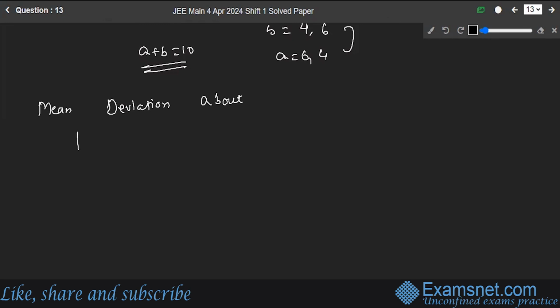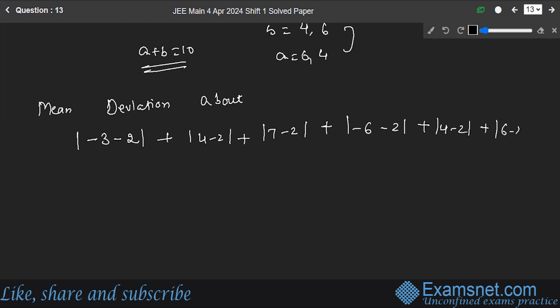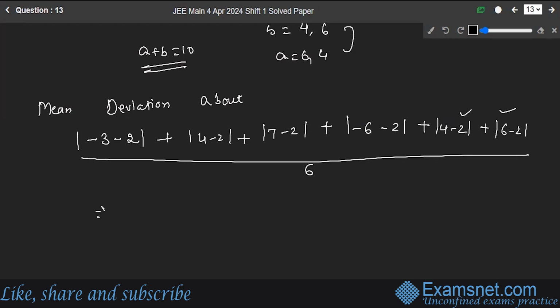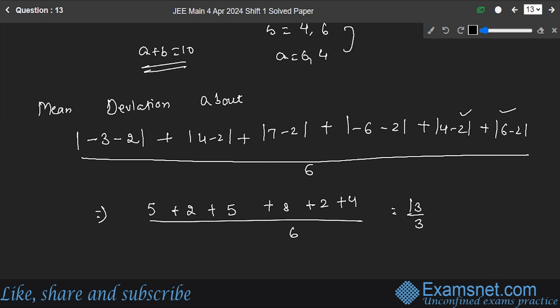about mean. That will be calculated as, the first term was minus 3 and the mean is equal to 2. So minus 3 minus 2 in the mod, 4 minus 2, 7 minus 2, minus 6 minus 2, 4 minus 2, and 6 minus 2. Here I'm filling in the value for a and b. This whole thing divided by 6. So this will be 5, 2, 5, and here will be 8, 2, 4 divided by 6. This will give me 13 upon 3.